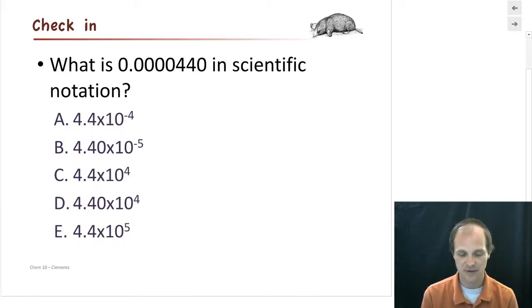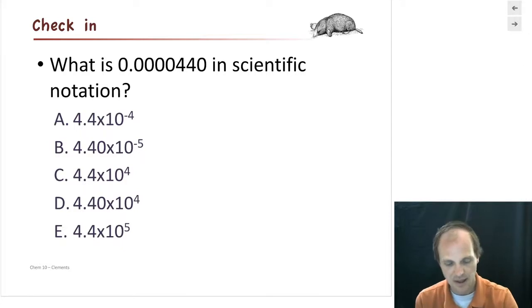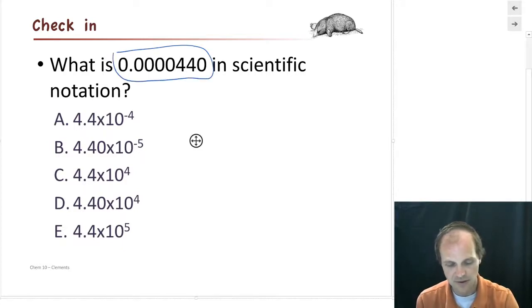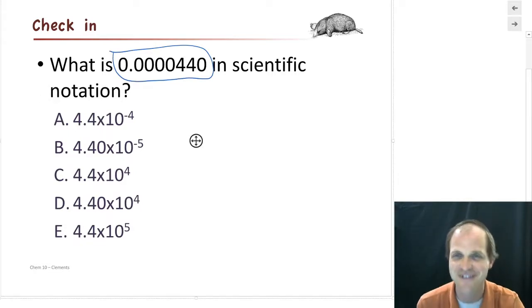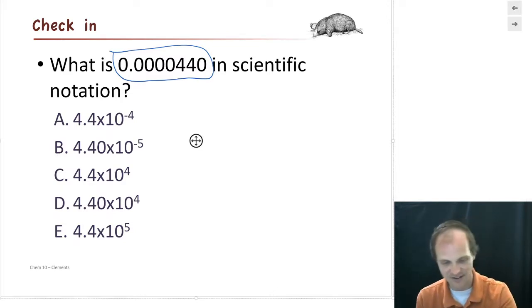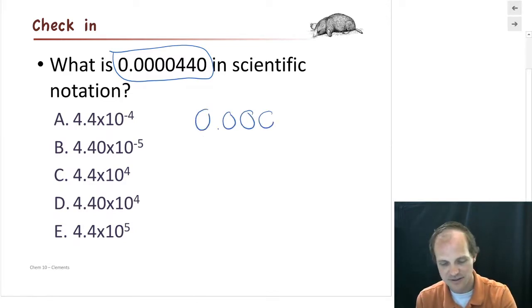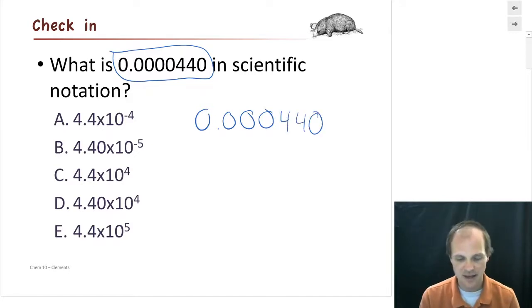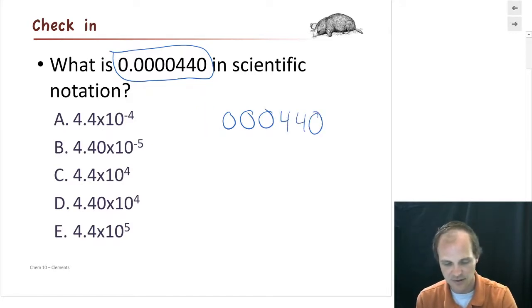0.0000440 in scientific notation. And I actually made a mistake. Oh, no, maybe not. So what are we going to do? Well, sorry. You're going to try it first. I was getting ahead of myself. You're going to try it first. All right. Now what are we going to do? 0.000440. I want to write that. I didn't write enough zeros.